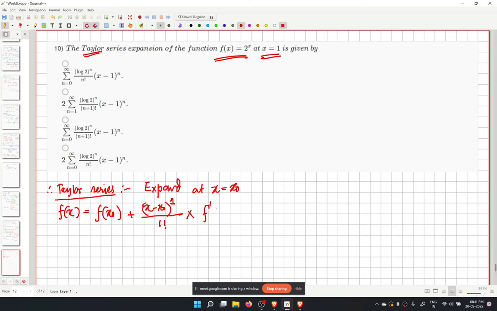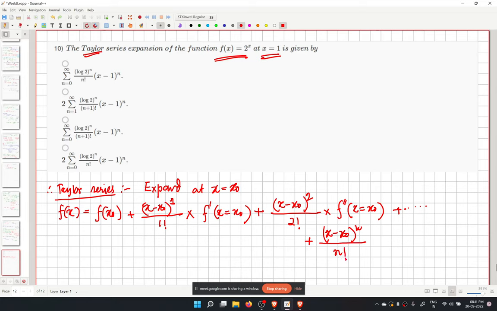times f prime evaluated at x equal to x0. Then what will be the next term? The next term will be (x minus x0) whole squared divided by 2 factorial times f double prime evaluated at x equal to x0. Similarly, we can generalize this and write the nth term as (x minus x0) to the power n by n factorial times the nth derivative of the function evaluated at x equal to x0, and there will be a total of infinite terms. So you will see that when x0 is 0, you will get the Maclaurin series, which was given in the previous question, but here we are evaluating at x equal to 1.